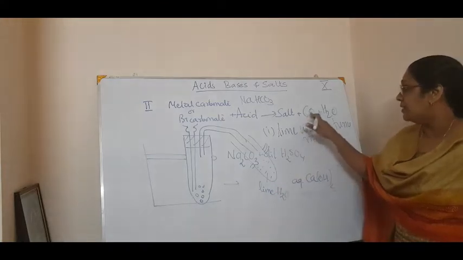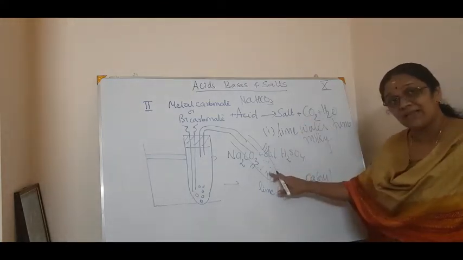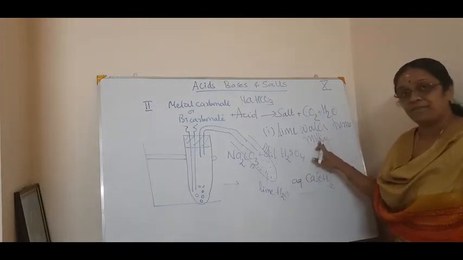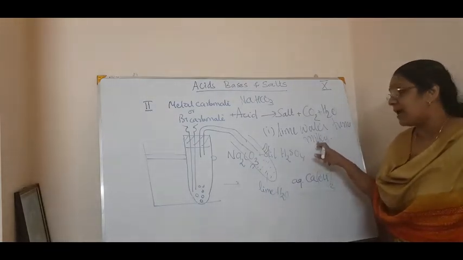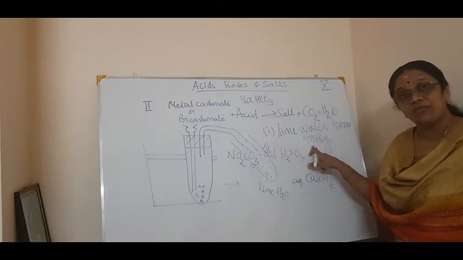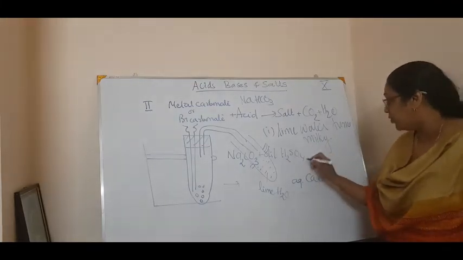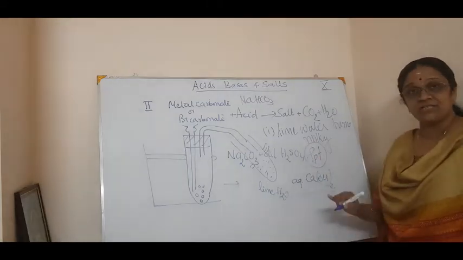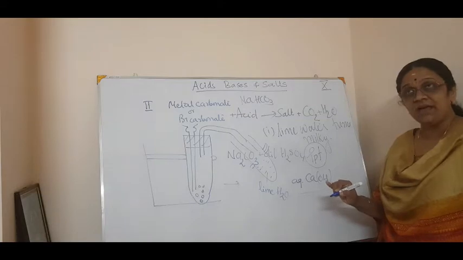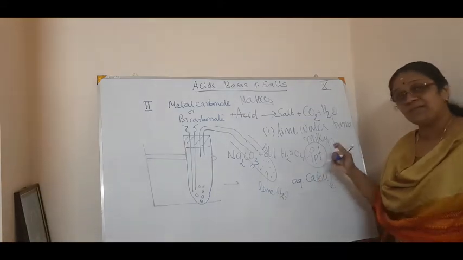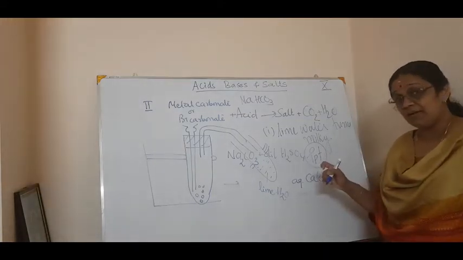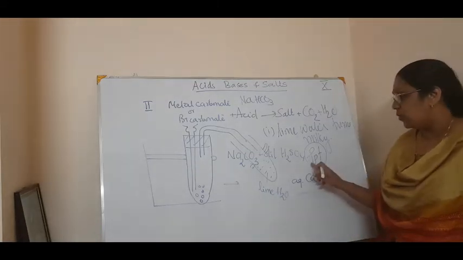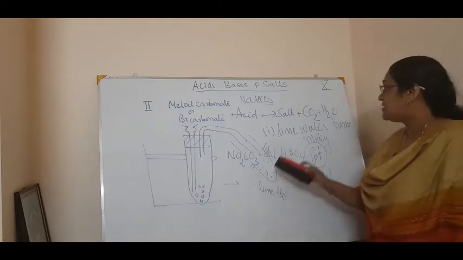Now this carbon dioxide reacts with lime water, then you get a milky color. This milky color is due to the formation of a precipitate. Do you remember what a precipitate is? In the first chapter, you studied it in double displacement reactions. A precipitate is nothing but an insoluble substance. So here you are getting a precipitate. Now what is that precipitate?